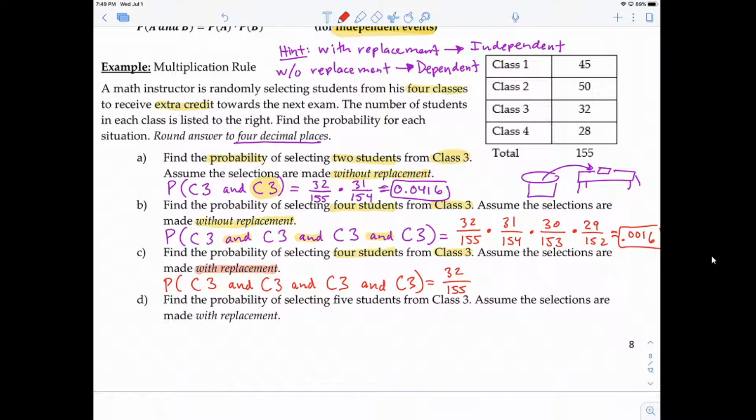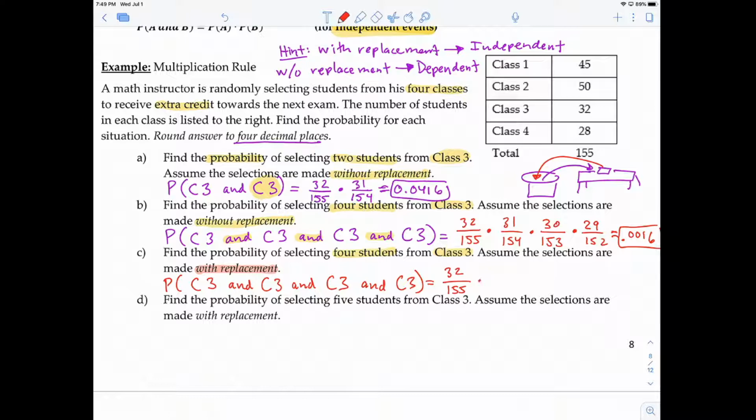Okay, but then we make our first selection, and we don't set it aside. We take that and we replace it back into the hat, right? So that's what replacement means. You take out a student and then you put the student back into the hat and you shuffle it up and then you pick again.